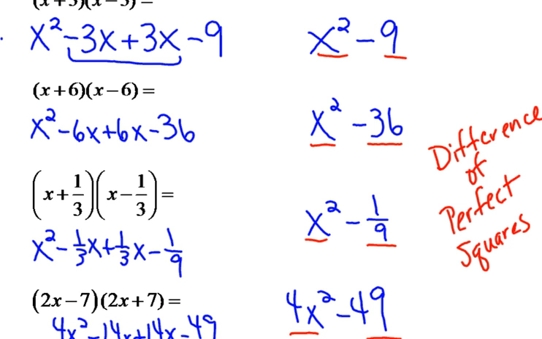When you look at what we were multiplying, x plus 3 times x minus 3, x plus 6 times x minus 6, there wasn't anything special about these, but it was the sum of two numbers times the difference of the same two numbers. When we do the sum of two numbers times the difference of those same two numbers, we end up with a difference of perfect squares.